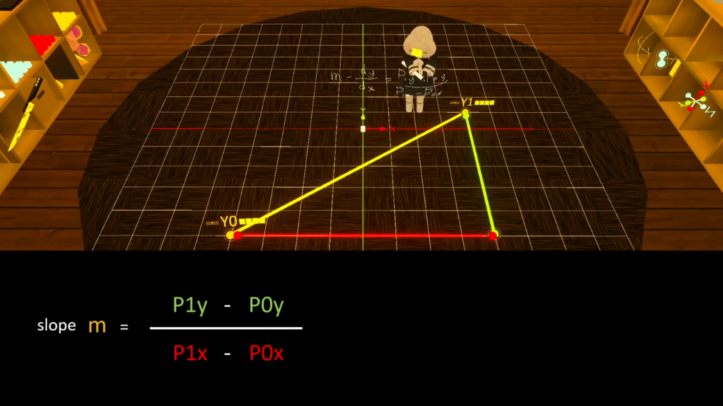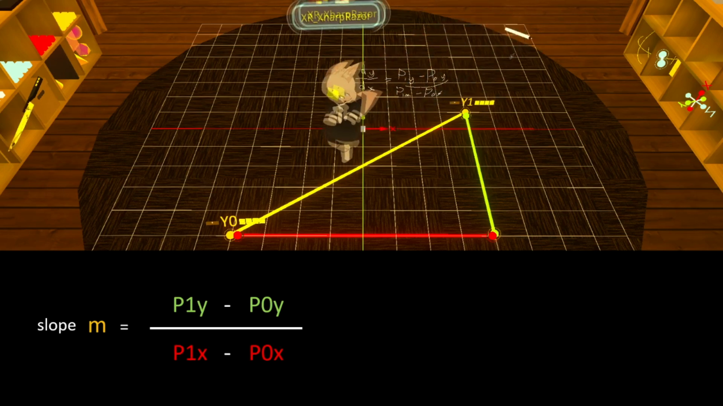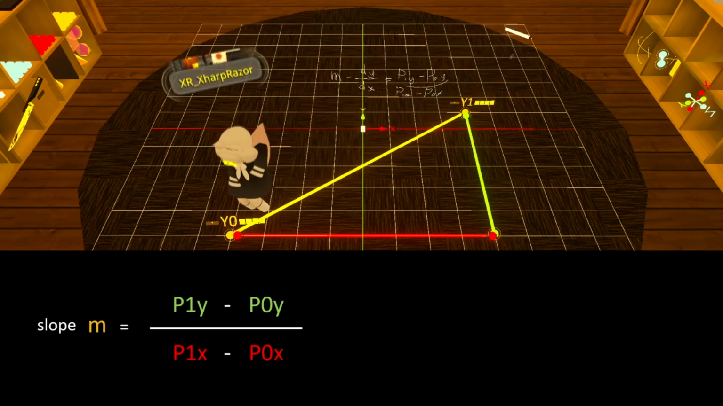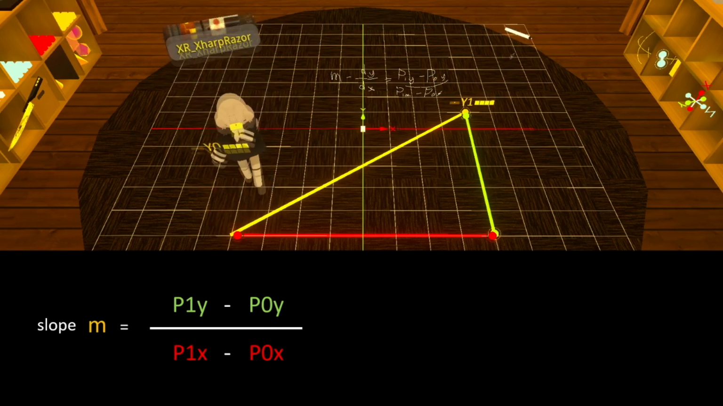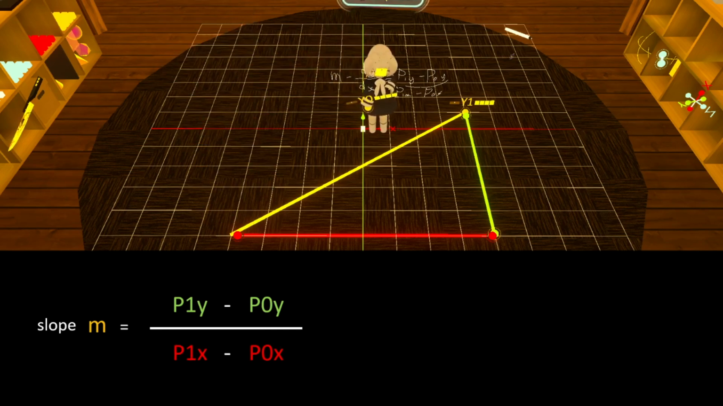So let's assume that we move our point, which is we move our first point, which is y0, and then we will push it to over here.